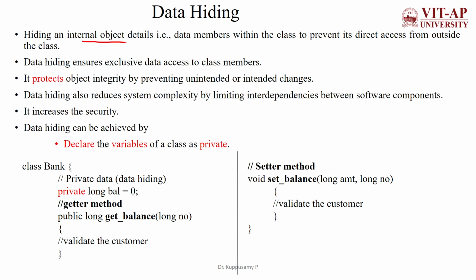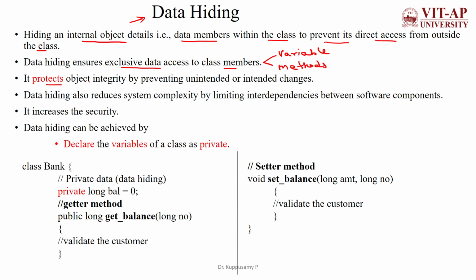Data hiding means hiding an object's internal details, that is, the data members within the class, to prevent direct access from outside the class. That means the variable values cannot be accessed from one class to another by using the data hiding concept. Data hiding ensures exclusive access to class members, which are the variables and the methods. These are hidden from other classes. That is data hiding.